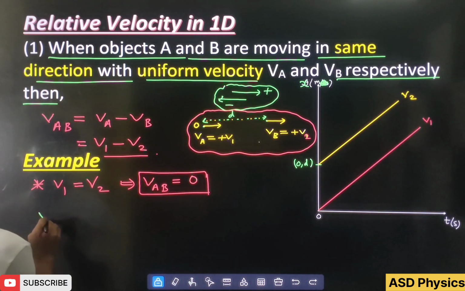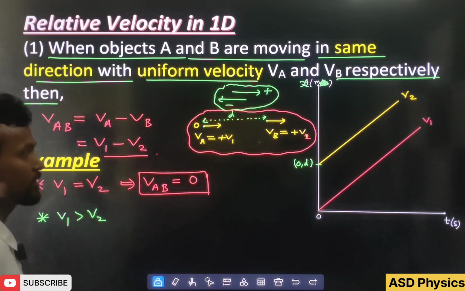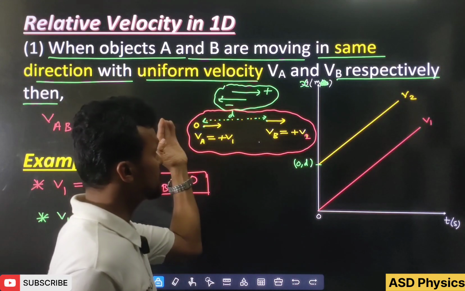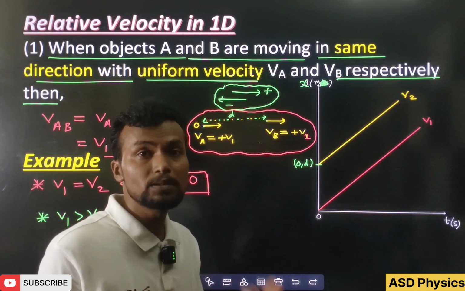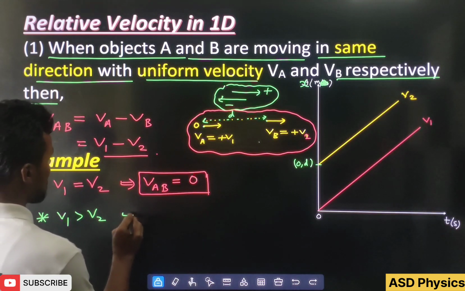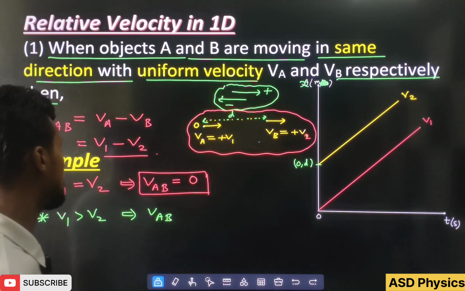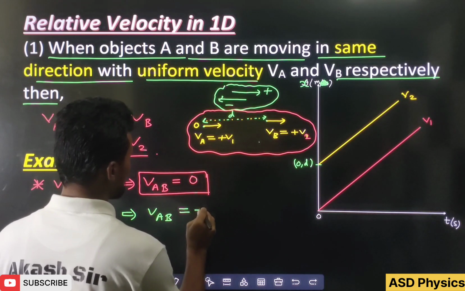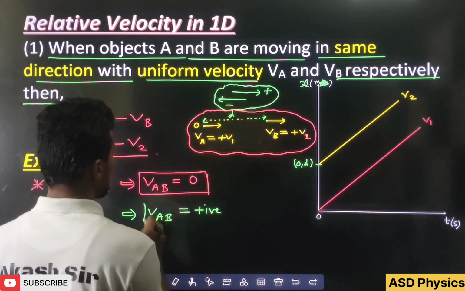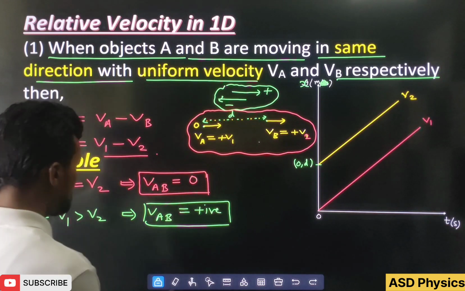Now students, if we talk about the second situation, let's take for example V1 is greater than V2. Now, you even think V1 is going faster than V2. He will be able to catch him? Yes, definitely he will be able to catch him. That means the velocity of object A with respect to object B will be positive. That means he will be able to catch him.